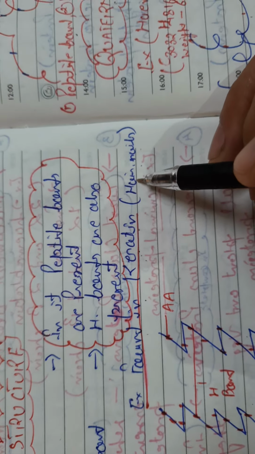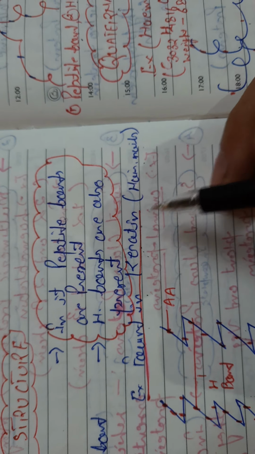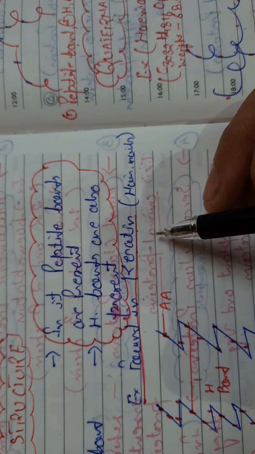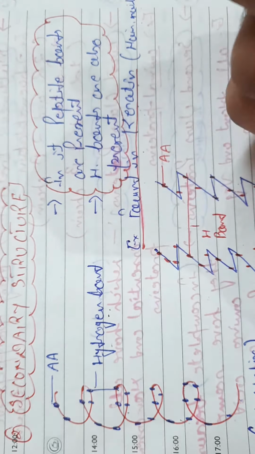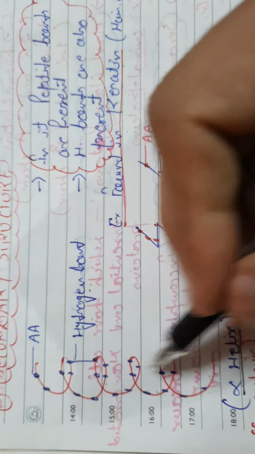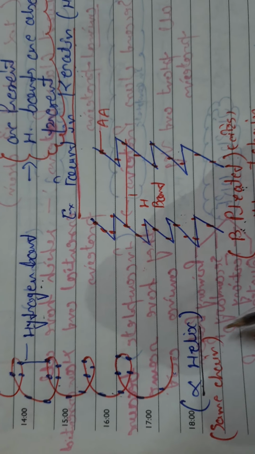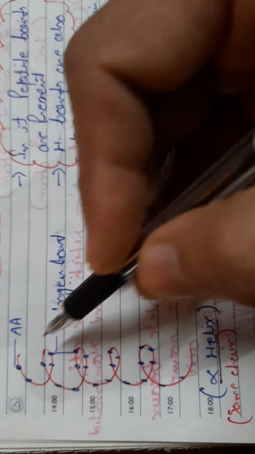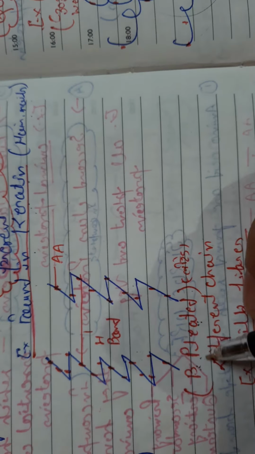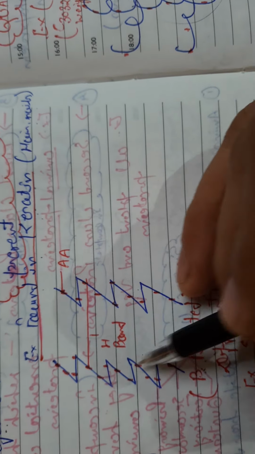Clear? For example, this type of secondary structure of the proteins is found in our hair and nails. Clear? These proteins are known as keratin. Keratin proteins are present in our hair and nails, and their structure is just like this. Clear to all of you? This structure is known as alpha helix.